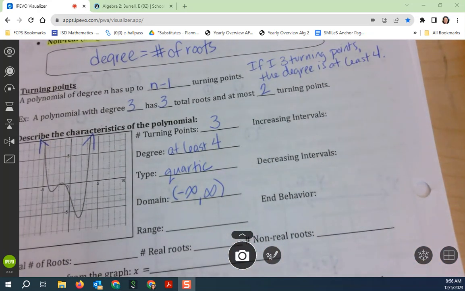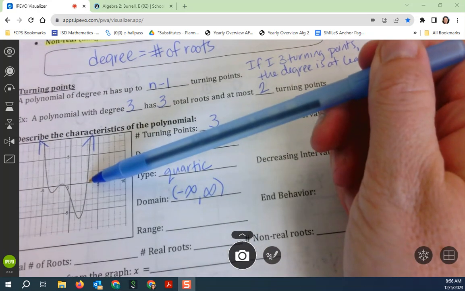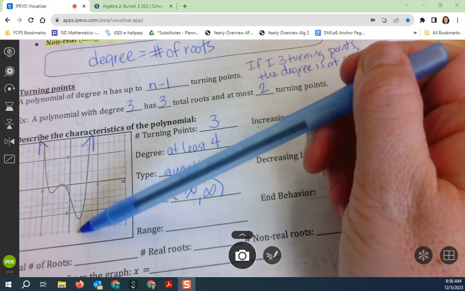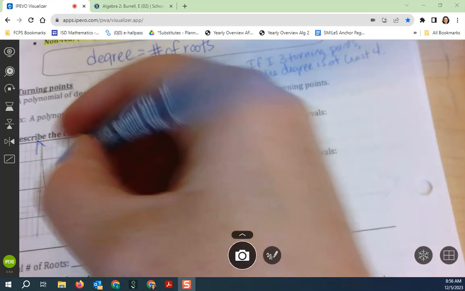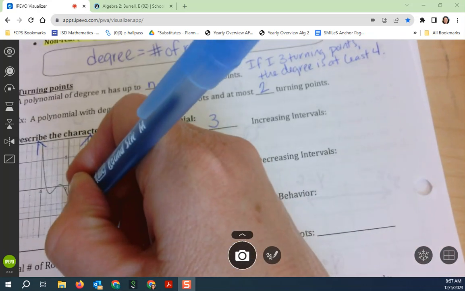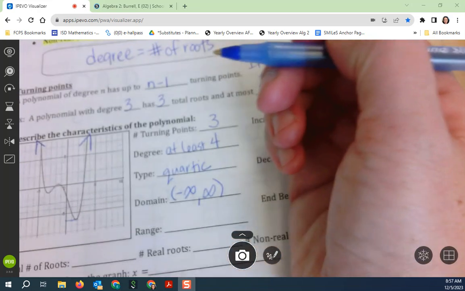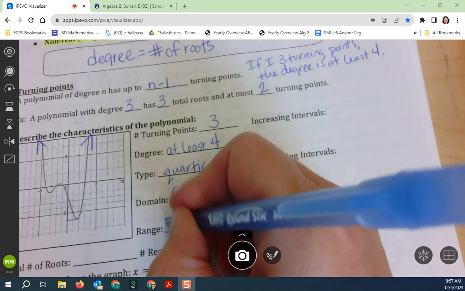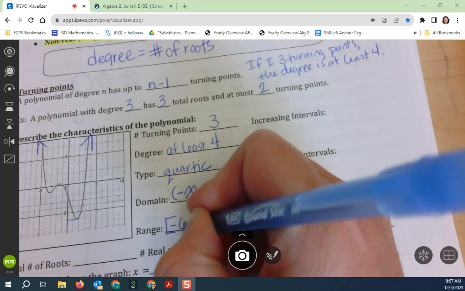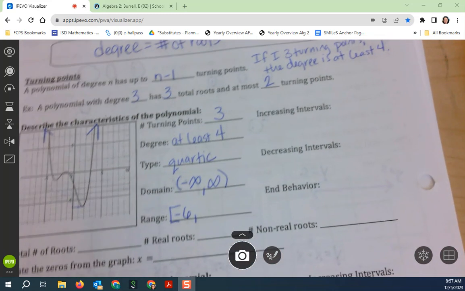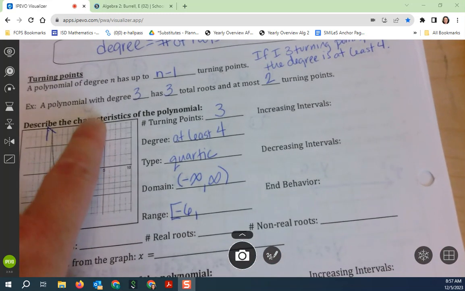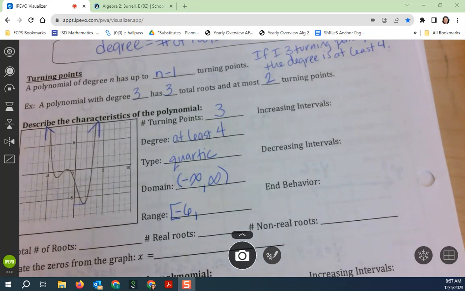Sometimes the range will be negative infinity to infinity, and sometimes it won't be, so you just have to look carefully. Does this function have arrows going down? No, so it has the smallest number, and it looks to be about negative what? Negative 6. You want to include the negative 6 with a square bracket. And then it continues going all the way up to infinity. Nice.